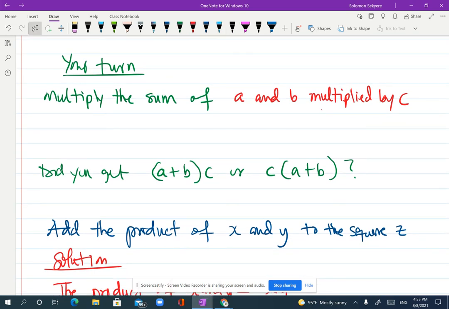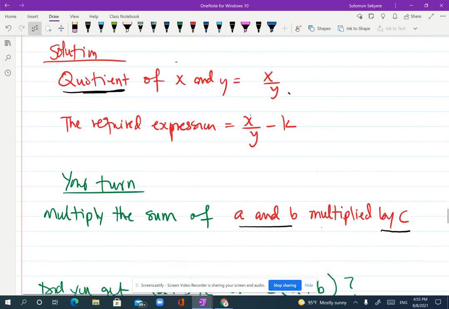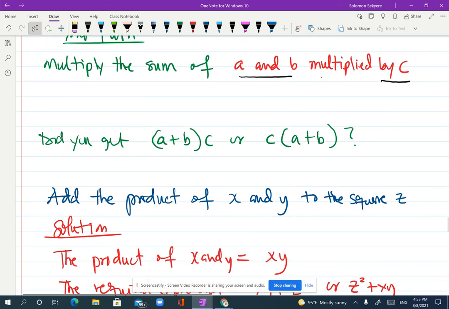Can you do this? Multiply the sum of A and B by C. Okay, try that first and come and watch the video. Multiply the sum. So first write the sum, A plus B, and then you multiply by C. Use parentheses, okay?